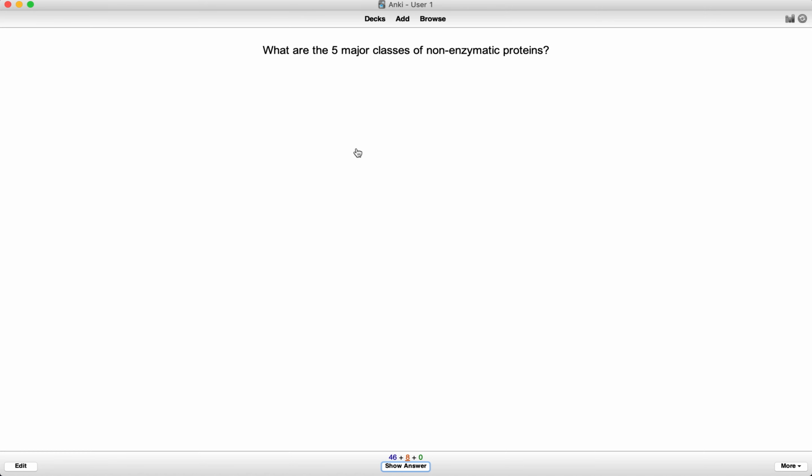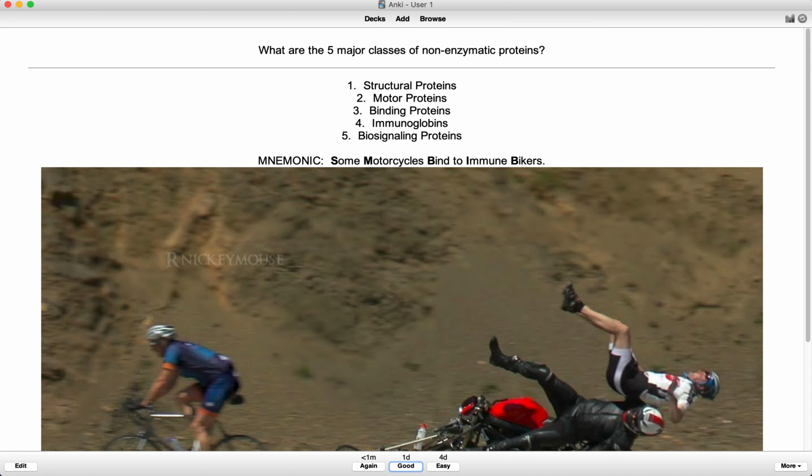Non-enzymatic protein. And here's 5. The mnemonic we use is that some motorcyclists bind to immune markers. So we have the S is a signaling protein, I think. B is binding protein, biosignaling protein, immunoglobulins, and some bicyclers bind. Or some motorcycle. We have motor proteins, and I forgot the S. Yes, might be structural proteins. Motor proteins, binding proteins, immunoglobulins, and biosignaling proteins.